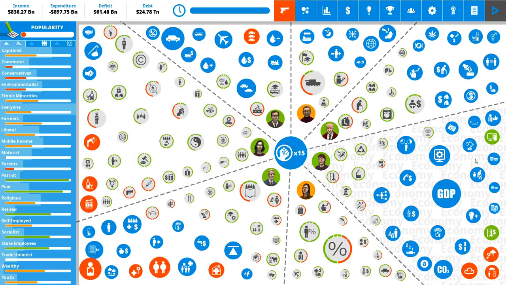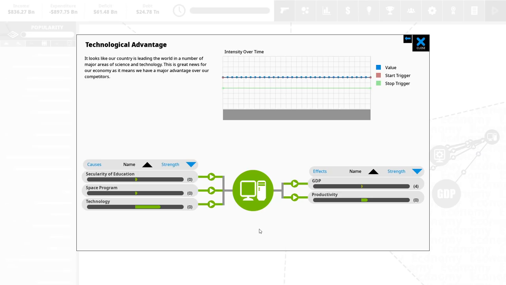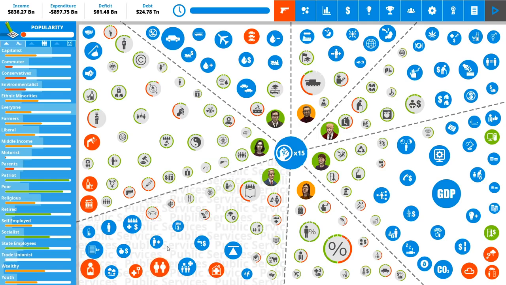And the green blobs, you might have guessed, are universal goods. Say, for example, over here, technological advantage. There is no downside to being one of the most technologically advanced countries in the world. It's just good for productivity, good for GDP. So you want that to be as high as possible because it's an unqualified good. Meanwhile, the flashing red blobs are the ones that really want some attention.